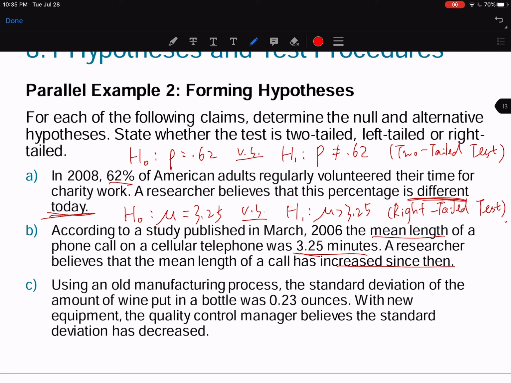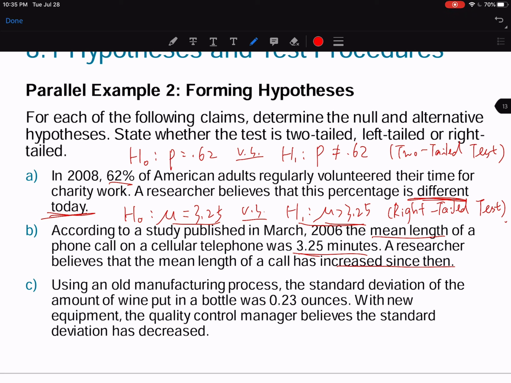This is the right-tailed test, okay, because it's greater than. And this is why I said that for hypothesis testing, we're trying to find evidence to support the alternate hypothesis. We can get that point from the problem directly, because it says the researcher believes that the mean length of a call has increased since then, and the mean was 3.25. So the mean was 3.25, and the researcher believes that it has increased. So we're seeking the evidence to support the alternative hypothesis over here.